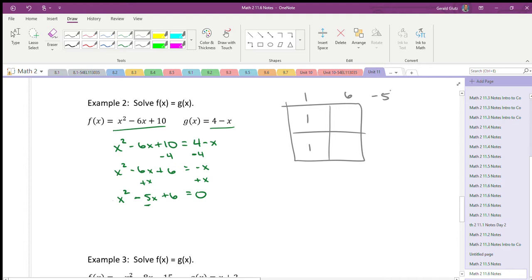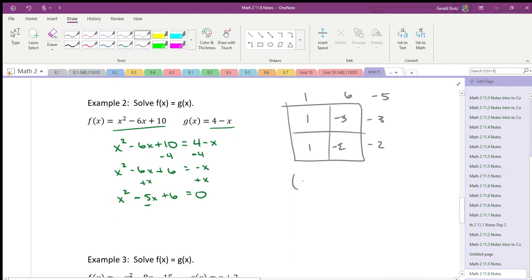So if they have to add up to a negative and multiply to equal positive, they both have to be negative numbers. The factors of 6 are either 3 and 2 or 6 and 1. So I'm going to try -3 and -2. So 1 times -3 is -3, 1 times -2 is -2. When I add these together, I do get -5. So that means the correct numbers are here in the box.